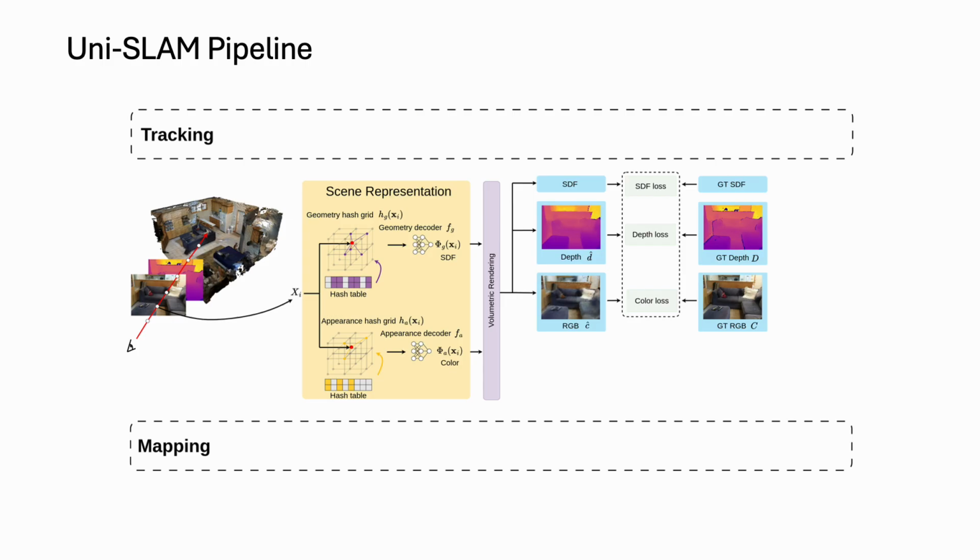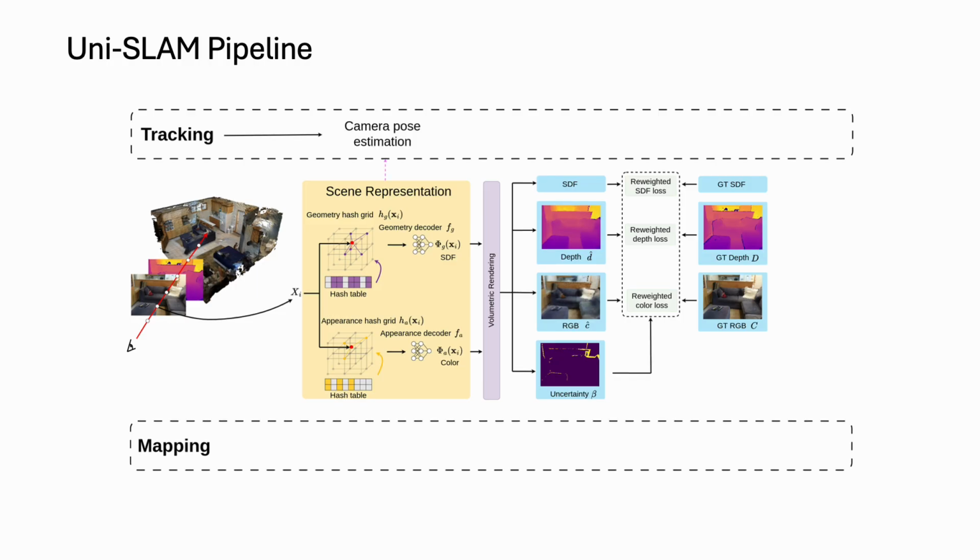However, not all information is equally useful for the tracking and mapping processes. To address this, we introduce an effective uncertainty estimation method, allowing us to reweight the loss function, ensuring that unreliable data has a lower impact on the optimization process. In the tracking process, the camera pose is estimated based on scene information. At this stage, only the camera pose is updated, while the scene representation remains unchanged. During mapping, both the map and camera pose are updated. A global bundle adjustment is performed every K frames to update the map.